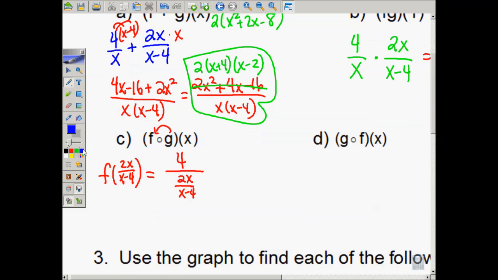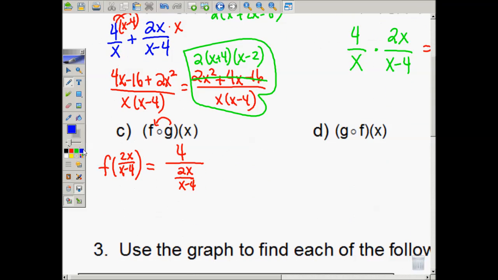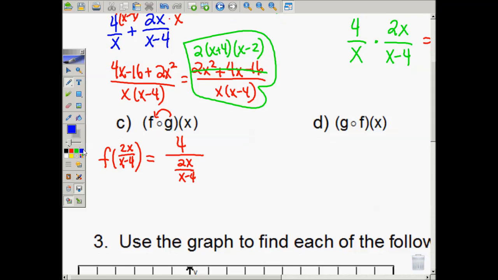Dang, we got 5 minutes. Because what are we plugging in for x? Exactly. So instead of putting x, we have to put 2x over x minus 4. That one's a double decker.